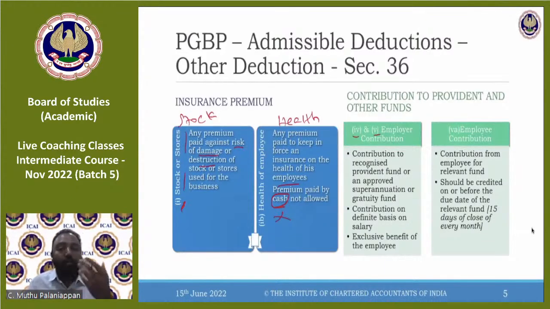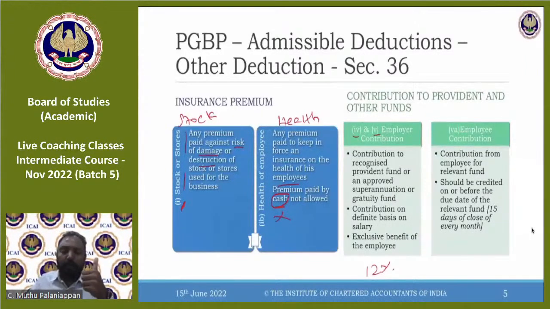For example, if you talk about our provident fund, what did we study in salary? How much is your provident fund deduction? It is a number that we talk about as part of the salary, basic salary plus dearness allowance. We discussed 12%. So 12% is an eligible deduction for contribution to a recognized provident fund. Similarly, you have superannuation and gratuity fund. This contribution is made on a definite basis.